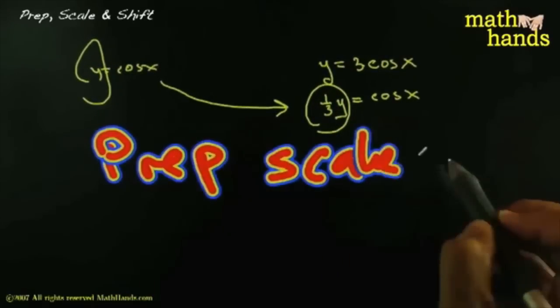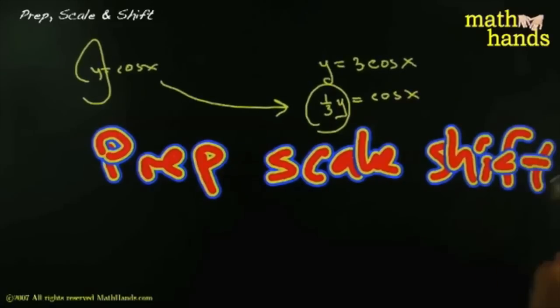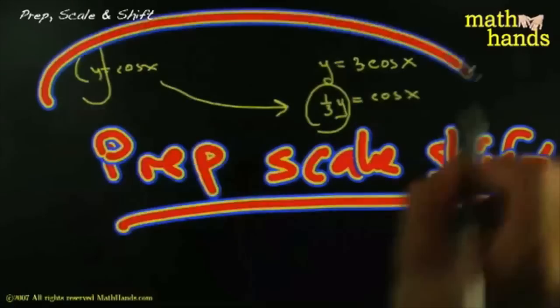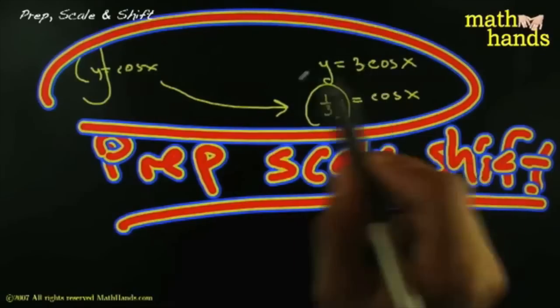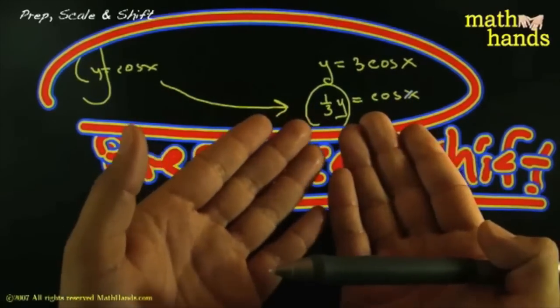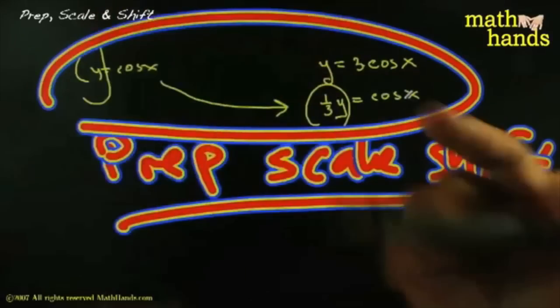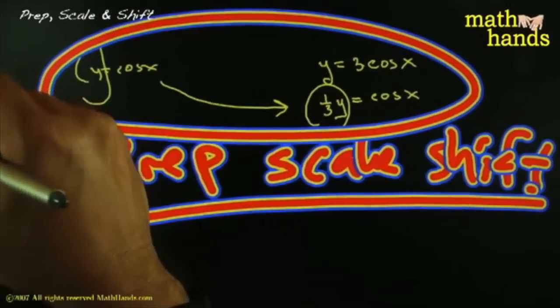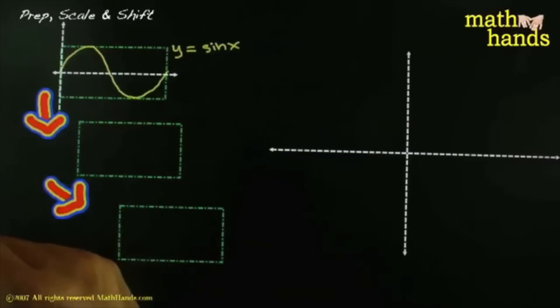That's why this is called the prep, scale, and shift section. So this is the prep part. I just tweak it a little bit so that I can see exactly. Now I'm looking at it, I know exactly what to do. The y's get scaled by a factor of 3. So I'll just do it just for fun. Talk is cheap. Let's do it here.